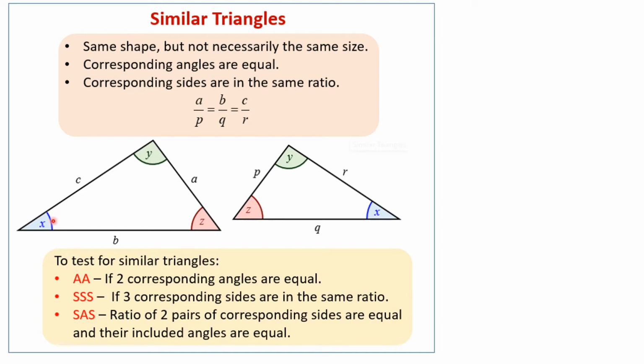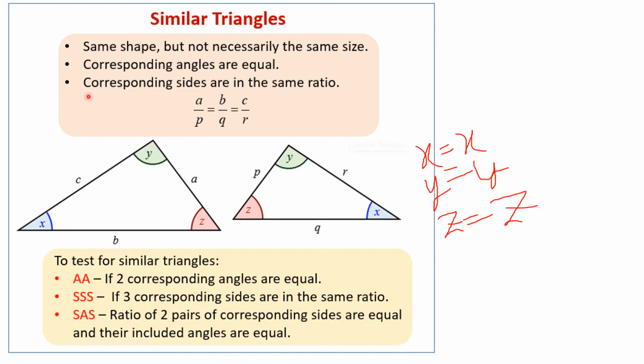So this angle, let us suppose this angle is equal to this angle, x equals x, and your angle y equals y, and angle z equals z. Fine. Similar triangles, then their corresponding angles should also be equal, as you can see in this figure.